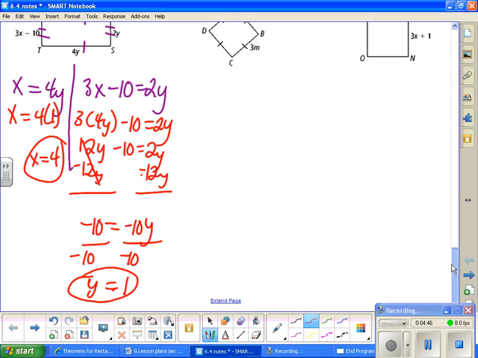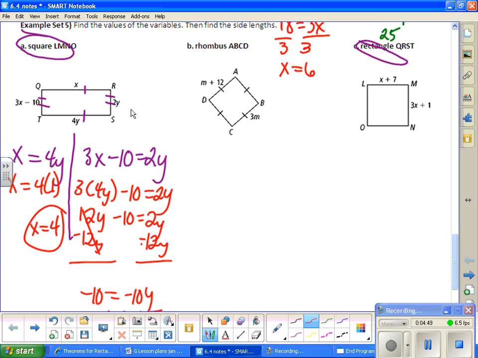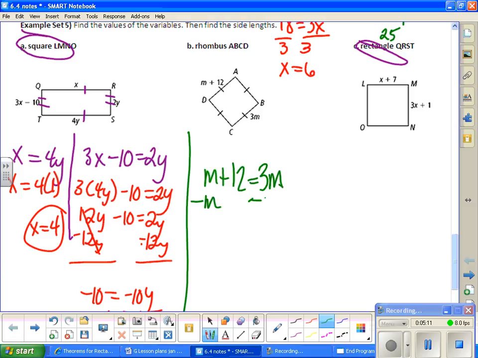Oh, excuse me. Okay. The next one is a rhombus, and a rhombus tells us that all sides are congruent. So one side, AD equals n plus 12, and BC equals 3n. So all I have to do here is say n plus 12 equals 3n. Solve, so subtract n. And it was 12 equals 2n. Divide both sides by 2. And n equals 6. It does want us to find the side lengths, so 3 times n is 18.